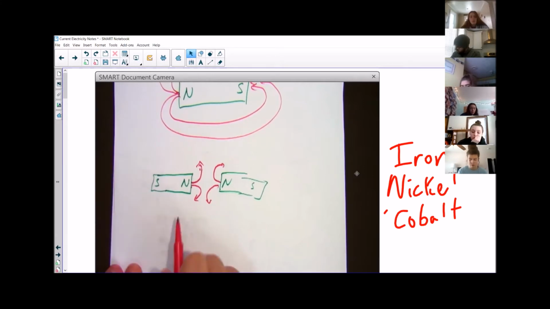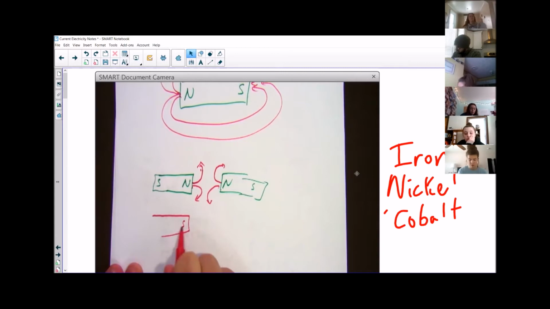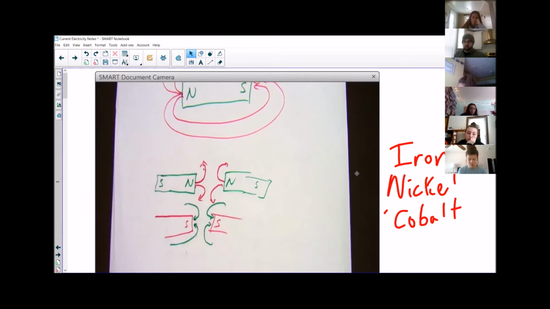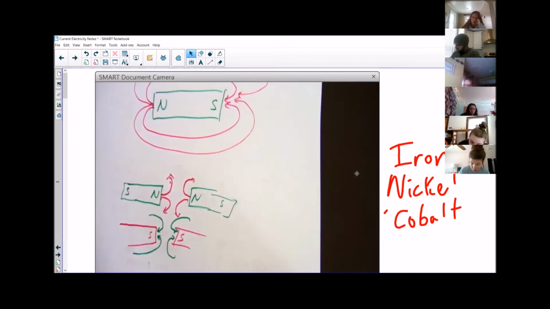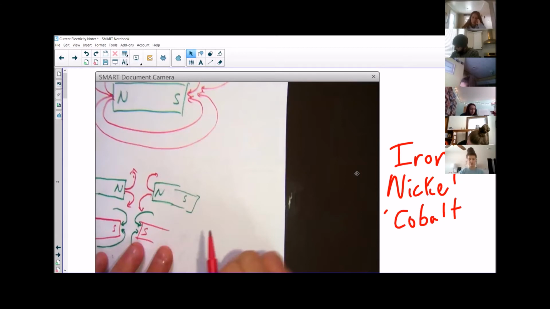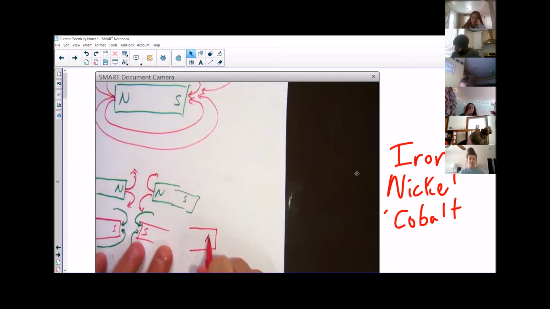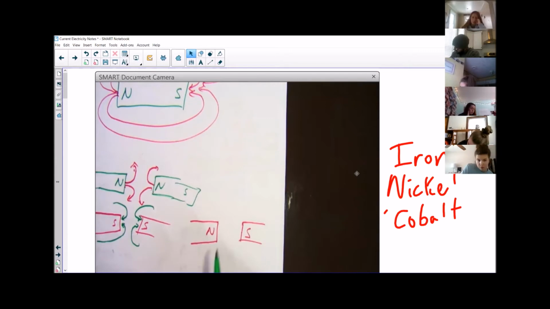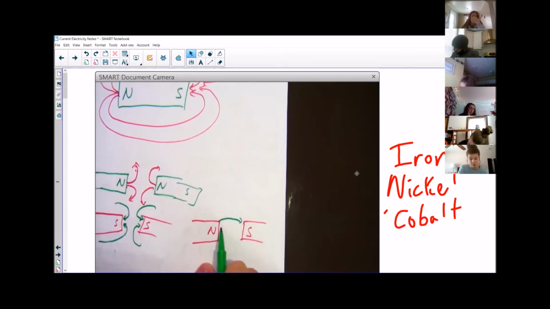Or if I had, for example, two south poles, we'd see the exact same effect, with just arrows going inwards. Finally, if I had a north pole facing a south pole, so two separate magnets where I could have that happening. So a north pole and a south pole like so. Everyone see that? Sorry, I just want to make sure. Then we would have the magnetic field going towards it.